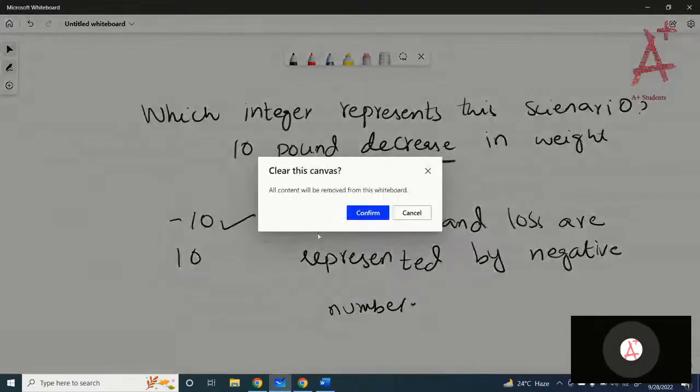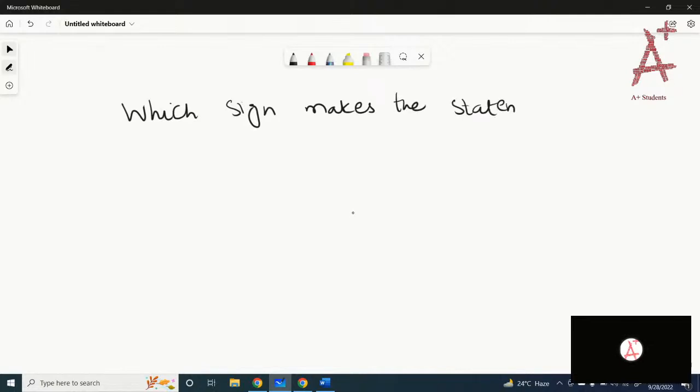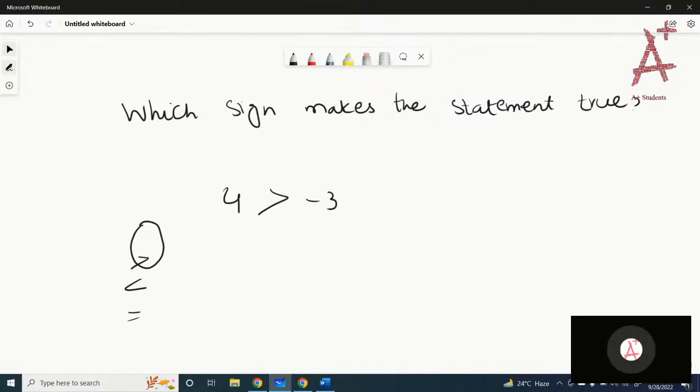Okay, the next one is, which sign makes the statement true. That's the lesson we did today. So, which sign makes the statement true? The numbers are 4 and -3. You have greater, less, or equal. So, which option is the correct one? The first one, because positive numbers are always greater than negative numbers. So, 4 is greater than -3. Got it? Select the correct option and move on to the next question.